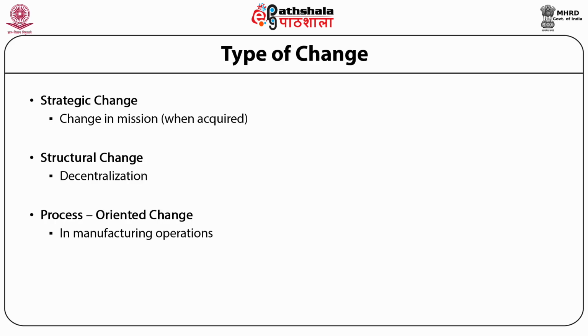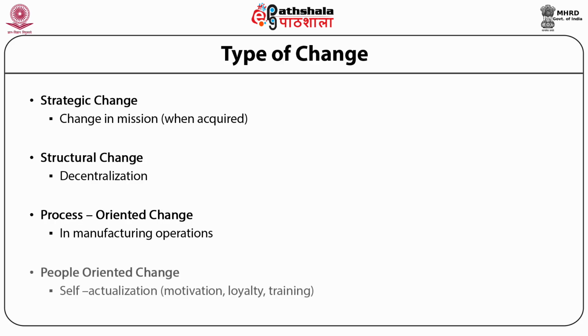For example, we know that a decade ago, when computerization became the norm and it was introduced in various banks, the way the banking was done actually started changing. Today we see that with the coming up of internet-based banking or mobile apps-based banking, the way the banking is done is changing. So that is what we call the process-oriented change.